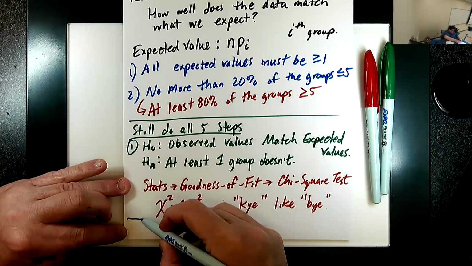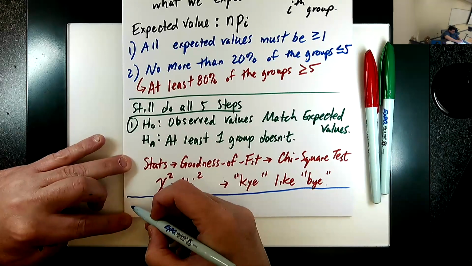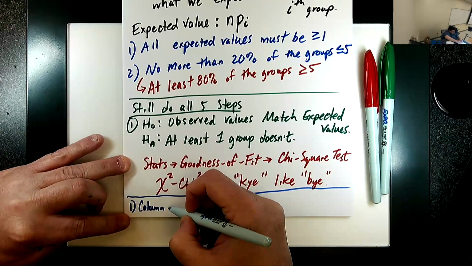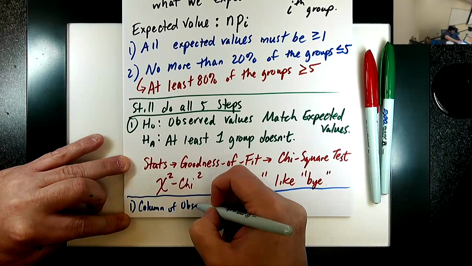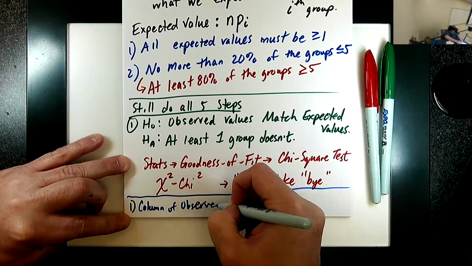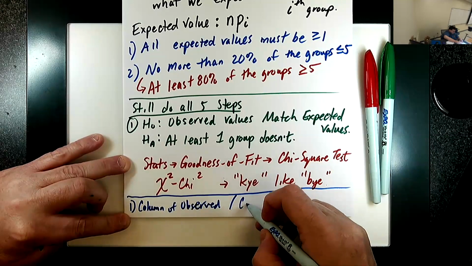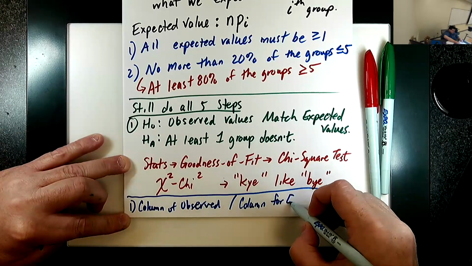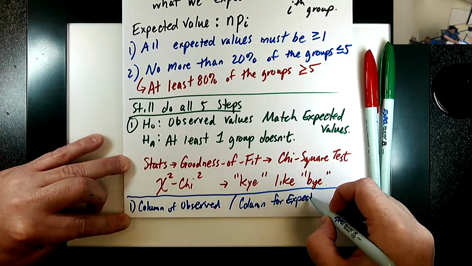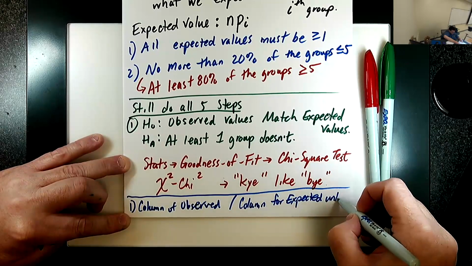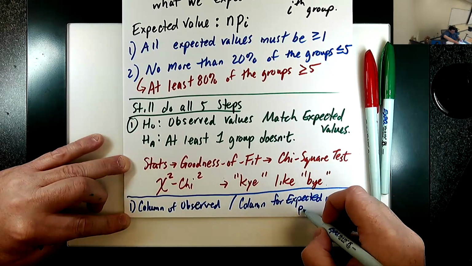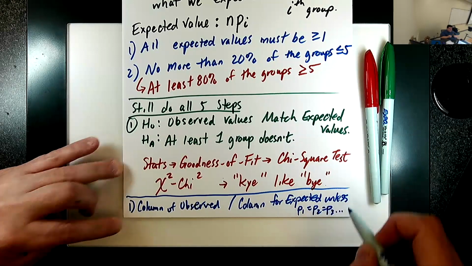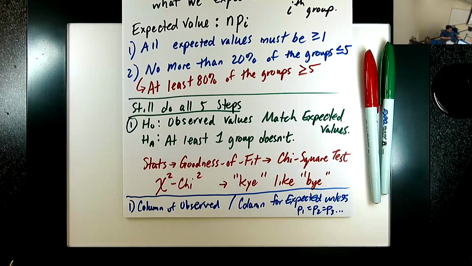You'll need 2 columns of data. One column of observed data. And a column for expected unless they're equal percents, which means all the proportions are the same. And I'll show you how to deal with that.